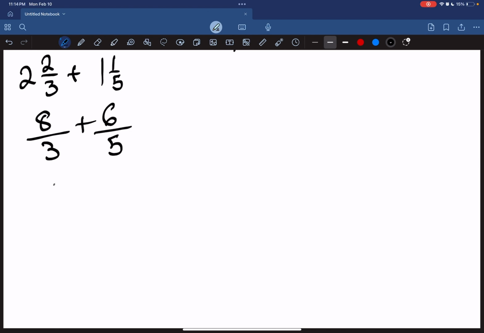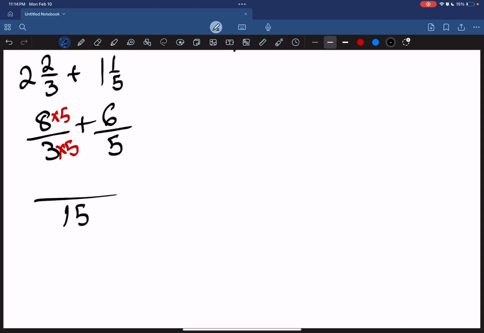Alright. Denominators are different. LCM. Cool. 3 cannot go into 5 without leaving a remainder. So no, that's not going to work. So let's multiply 3 times 5. 3 times 5, that's 15. Alright. 3 into 15 goes 5 times. So multiply this by 5, multiply this by 5.